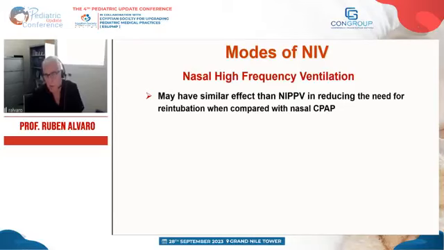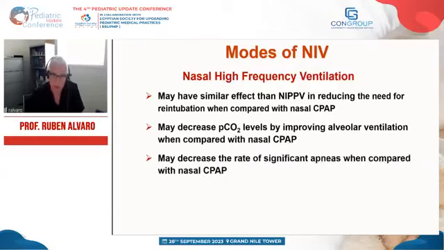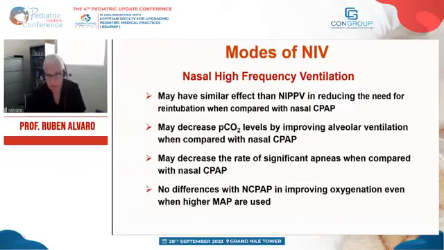need for reintubation when compared to CPAP, may decrease CO2 levels by improving alveolar ventilation when compared to nasal CPAP, and may also decrease the rate of significant apneas when compared to nasal CPAP. And unfortunately, there have been no differences with CPAP in improving oxygenation, even when higher mean airway pressures are used in high frequency compared to CPAP. So if you have a baby that is not intubated anymore and has a problem with apneas or a problem with CO2 and not a significant issue with oxygenation, you may try nasal high frequency ventilation.